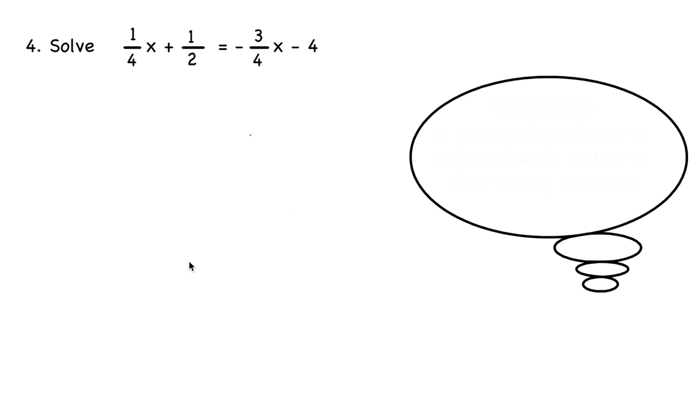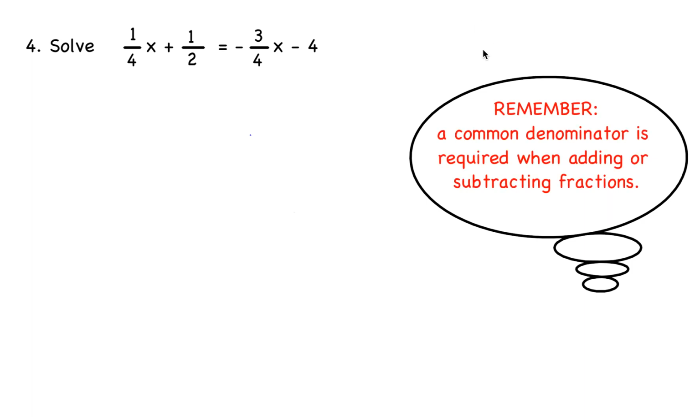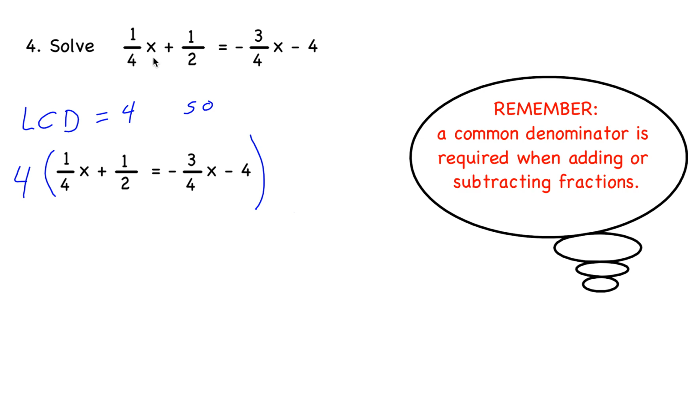Now here's one with fractions. I know some of you struggle a little bit when you see some fractions. So if we were to get a common denominator here, that would help us out. But I think a simpler thing is to find the common denominator, but then just multiply the entire equation by that denominator, and all of your fractions will drop out. So my least common denominator is 4.